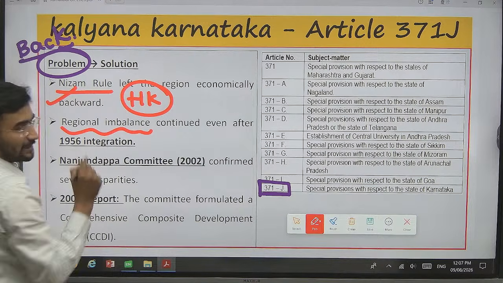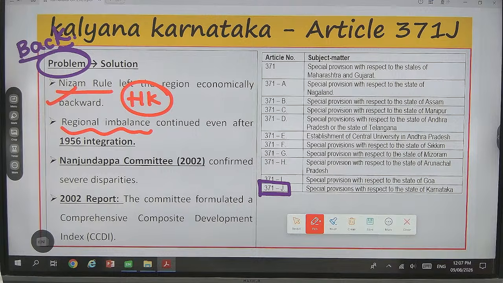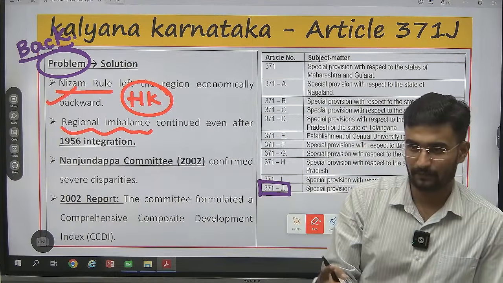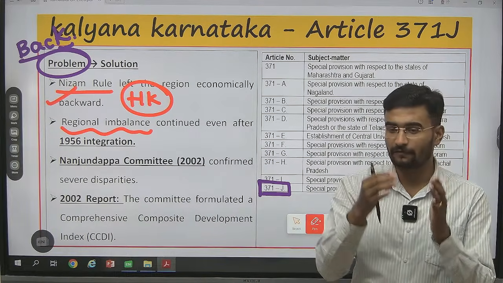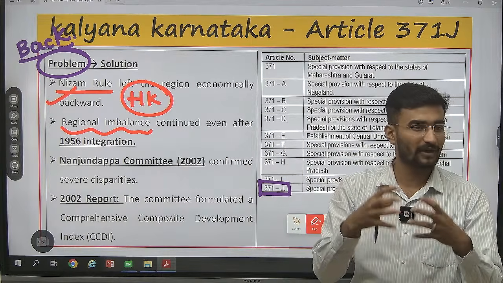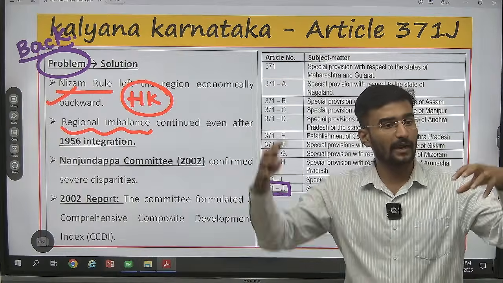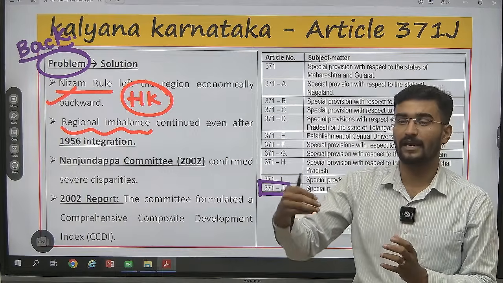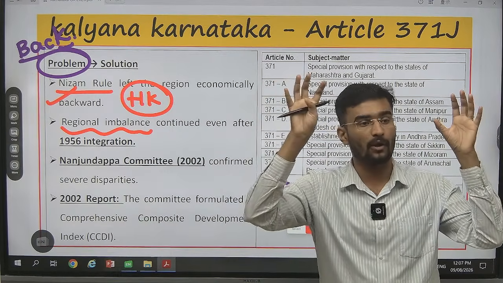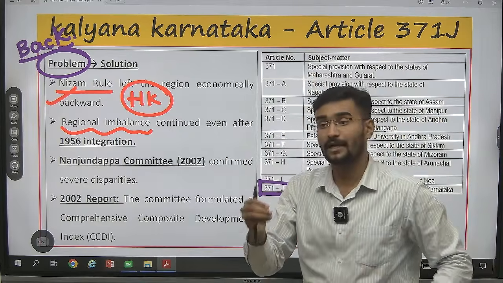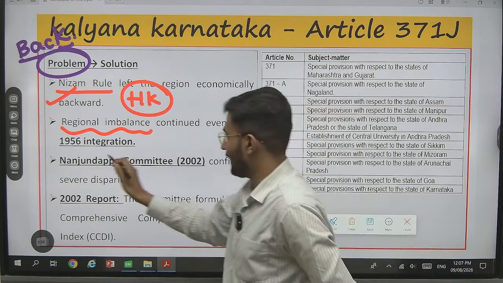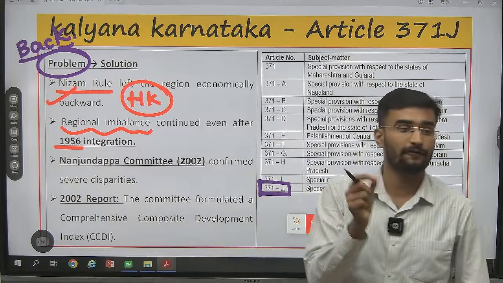Second one we call regional imbalances. What do regional imbalances mean? There is a difference between the different provinces because we integrated different provinces: Mysore province, Bombay, and the HK region also. Comparatively, the Mysore region developed more than Bombay and the HK region. That continued even after creation of Mysore state in 1956.